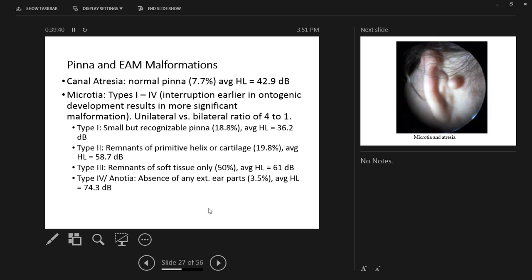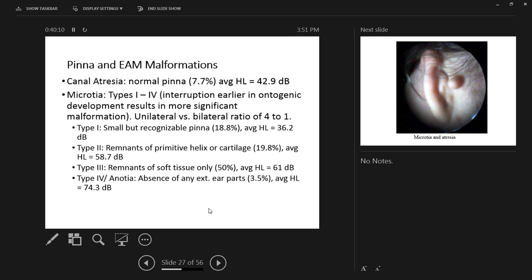So a type 1 microtia, the pinna is a recognizable pinna, but it's obviously just small relative to the size that it should be. Of all microtias, this is 18.8%. The average hearing loss is 36.2. It is a less severe hearing loss. A type 2 is where you have primitive helix or cartilage. That's 19.8% of all microtias. Average hearing loss is a bit more.